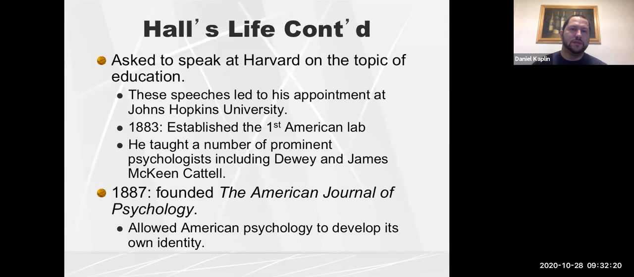After giving that talk, he was also invited to speak at Harvard on the issue of education, eventually gets an appointment as a professor at Johns Hopkins University, creates his first lab in 1883, and he becomes a mentor to Dewey and James McKeen Cattell, other major prominent psychologists that follow him. And then he founds the American Journal of Psychology. So this allowed psychology in the United States to form its own identity and not be beholden to the German or British spirit.